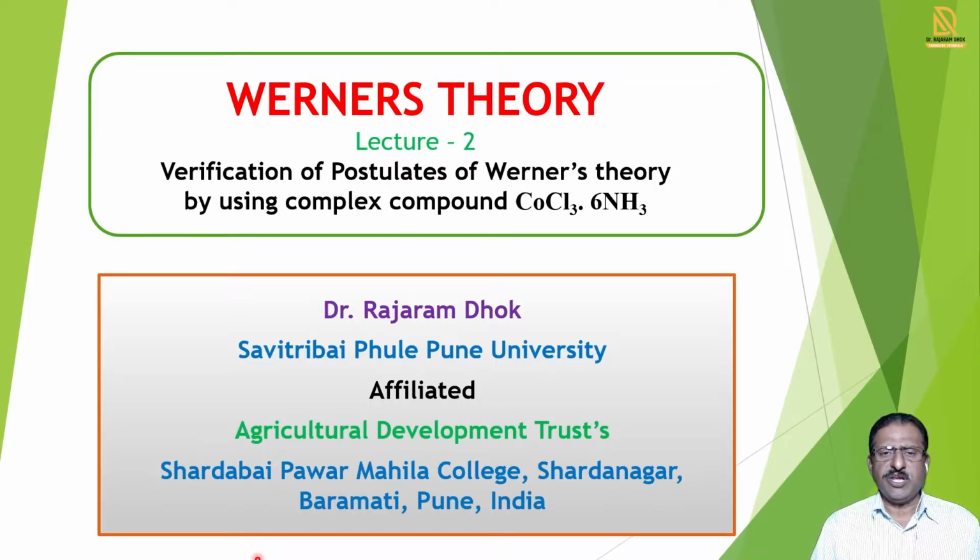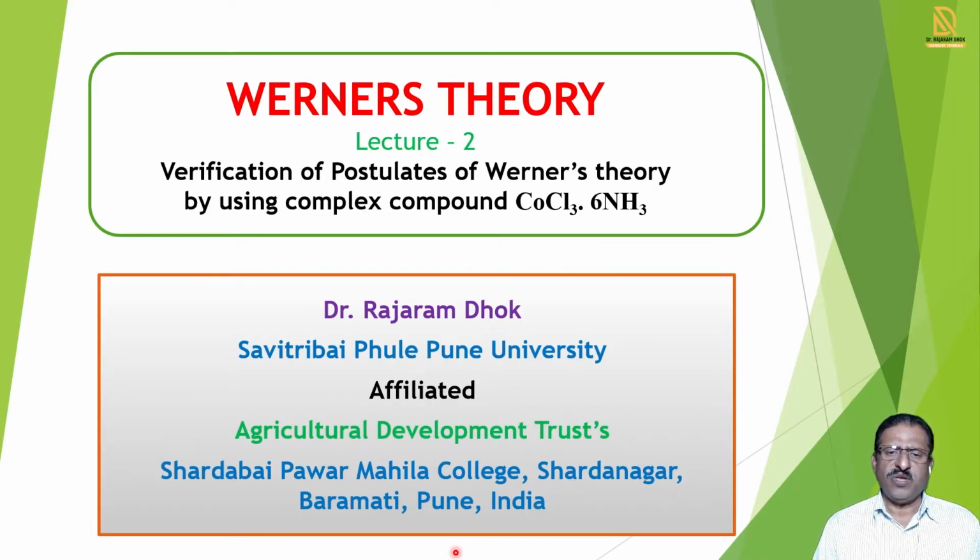So in the second lecture of Werner's theory, we studied the verification of postulates of Werner's theory by using certain examples. Mainly here we take the example of cobalt chloride and ammonia.